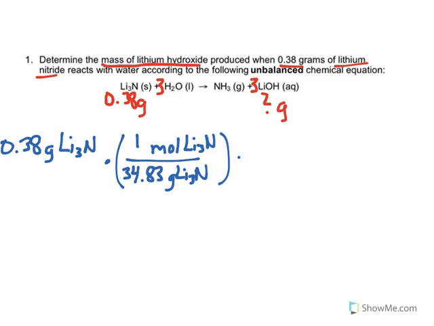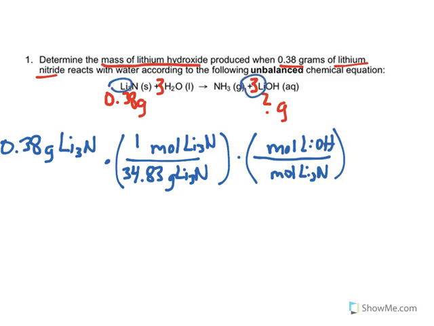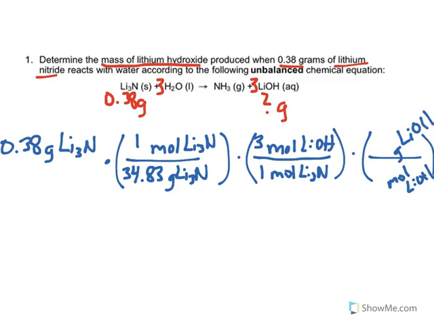Now I need to go to moles of the lithium hydroxide. So I'll put those moles of lithium nitride, Li3N, on the bottom. And I'll put moles of LiOH on top. And I see that it's 3 LiOH for every 1 Li3N. So 3 on top, 1 on bottom. And I'm going to run myself out of room here, but that's okay. I don't want moles of lithium hydroxide. I need grams of that LiOH.